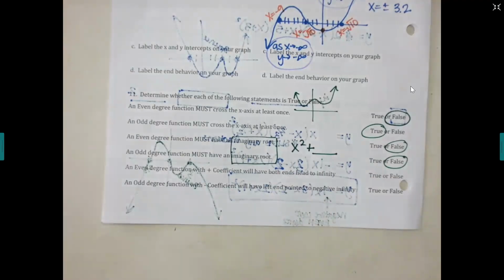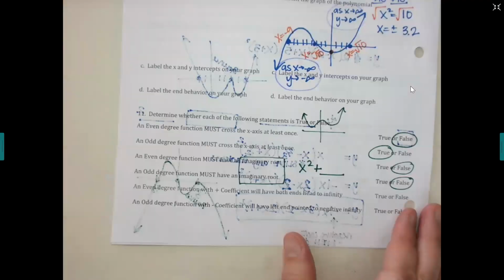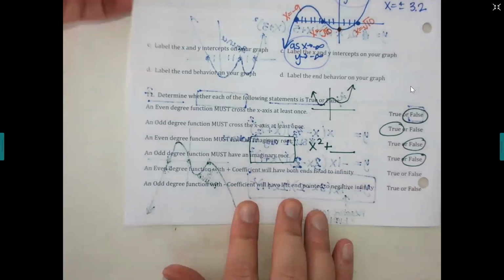Okay, then the last true false, I'll let you read and do on your own. Even with a positive coefficient, both ends head to infinity. Do we think that's true or false? Even positive coefficients, both ends to infinity. What do we think? Okay, even positive, that is true. They both go to infinity.